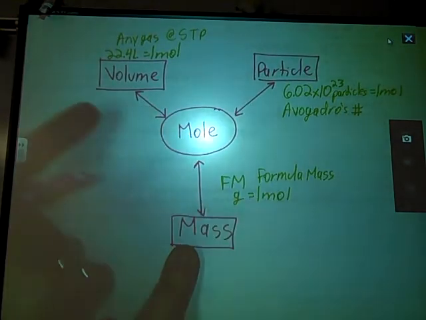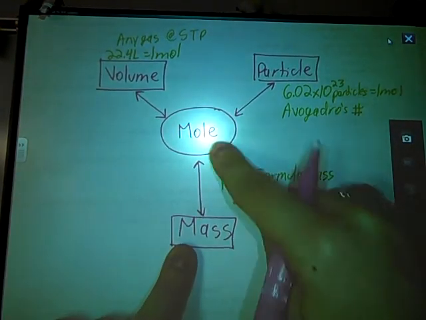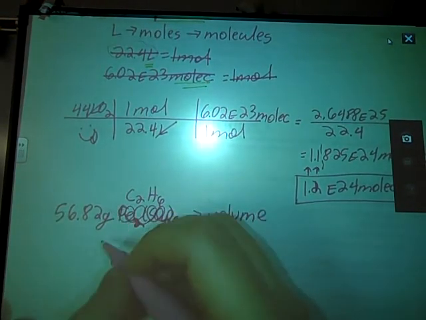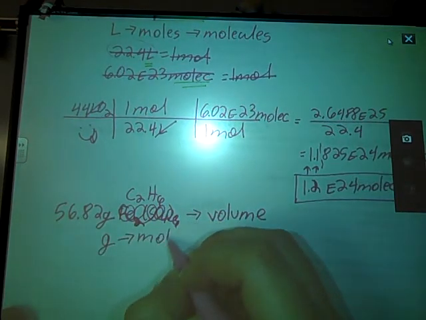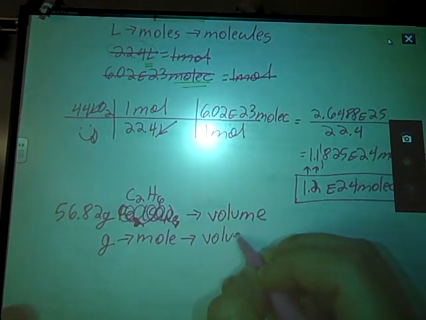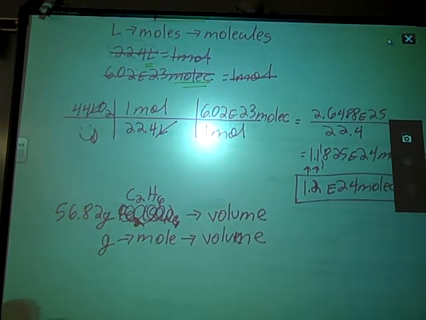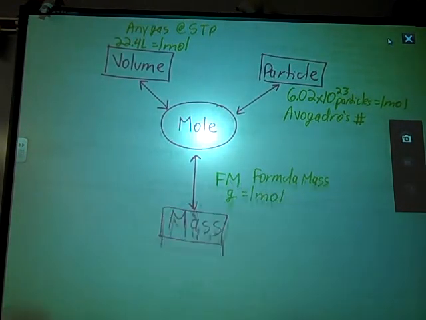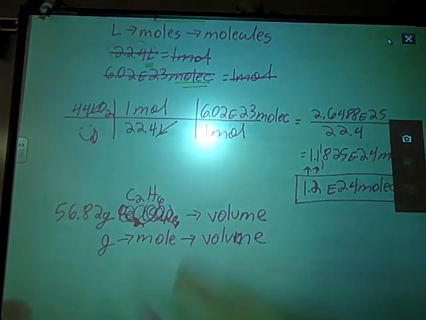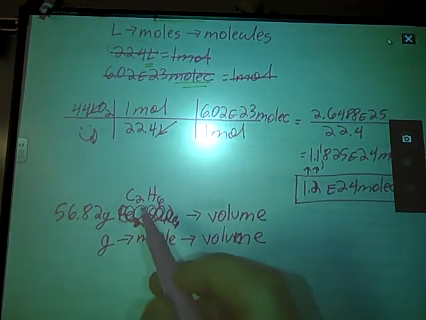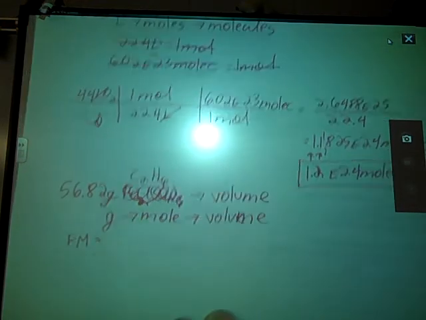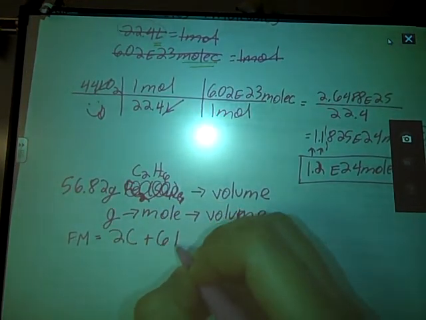So, on my mole map, notice I cannot go straight from mass to volume. I need 2 steps. I have to go from mass to mole, and then from mole onwards to volume. Our conversion factor when we go from mole to mass is the formula mass. The formula mass, in case you forgot, is the sum of all of the masses of the atoms involved in our compound. So, formula mass for this guy, we're going to have 2 carbons and 6 hydrogens.